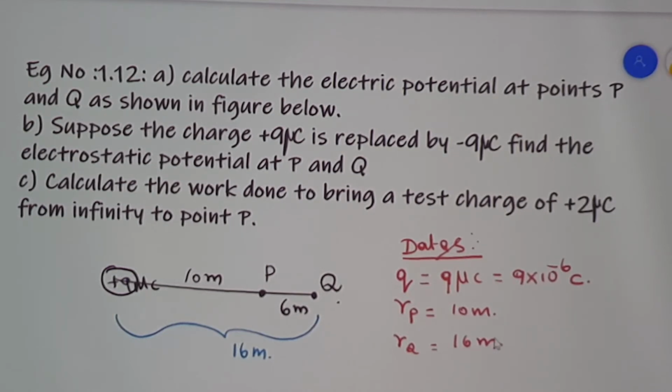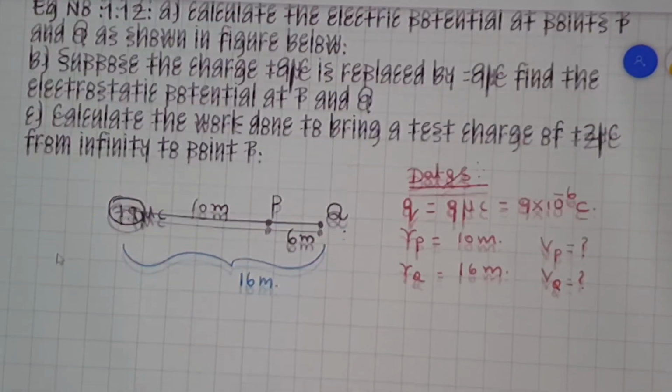What is asked? Number 1, calculate the electric potential at points P and Q. You are asked to calculate the potential at point P, Vp, and the potential at point Q, Vq. First let us calculate these potentials and then we will see the next one.